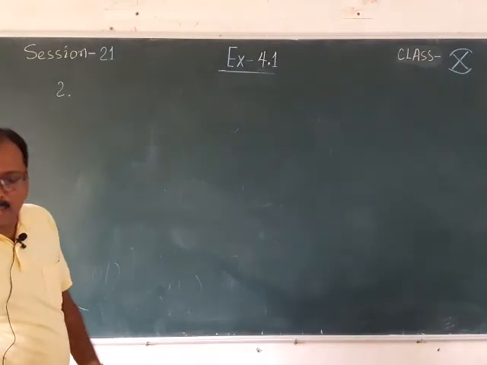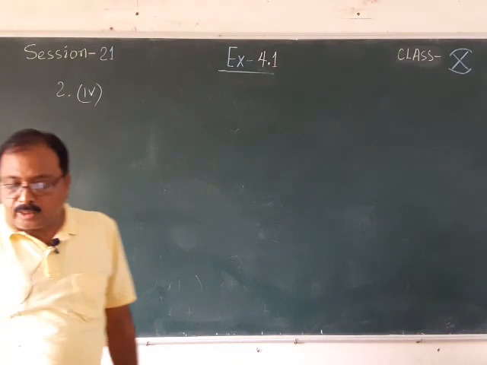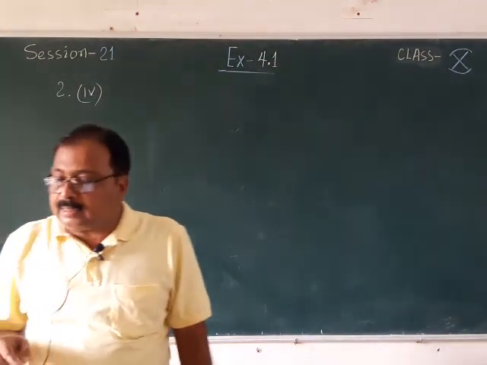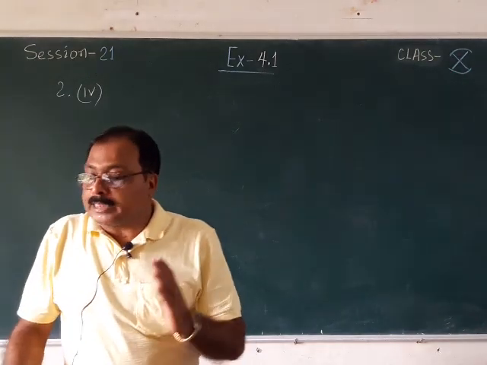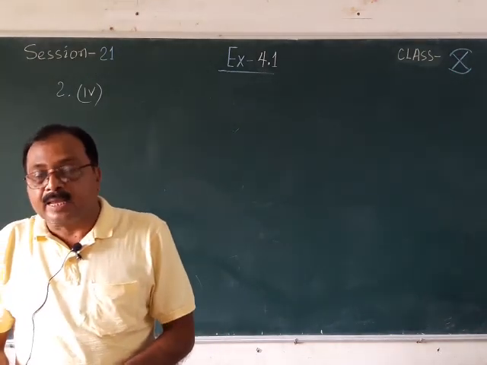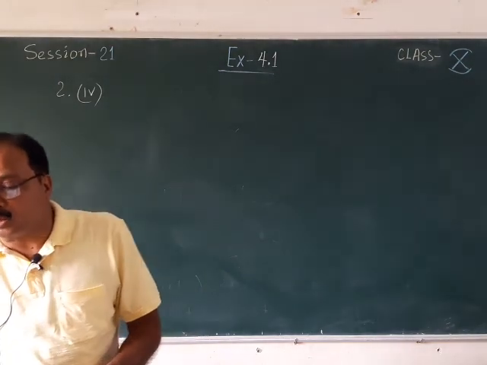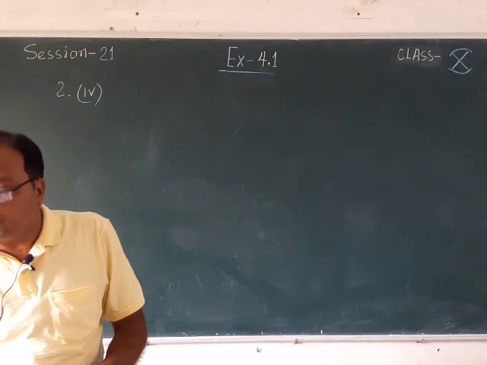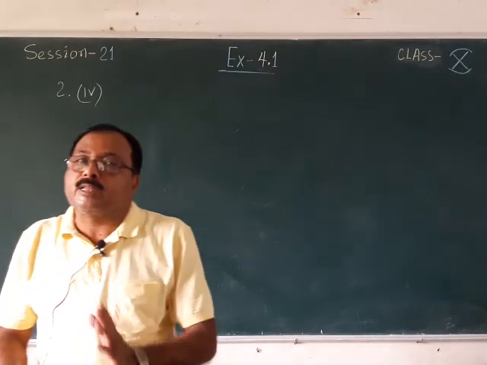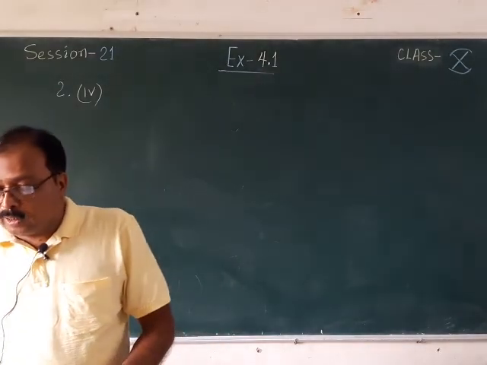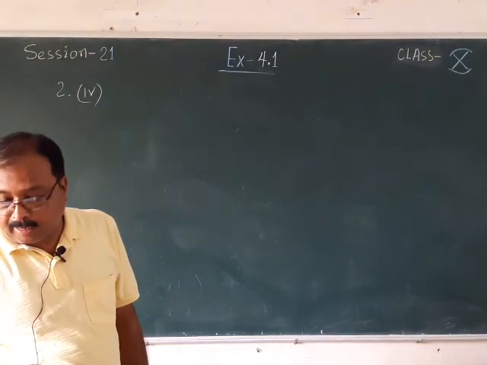Now just go to question number 2 4. In 2 4 what is written? A train travels a distance of 480 km at a uniform speed. If the speed had been 8 km per hour less, then it would have taken 3 hours more to cover the same distance. We need to find the speed of the train. For that we need to frame the equation. So here let the speed of the train be x km per hour.